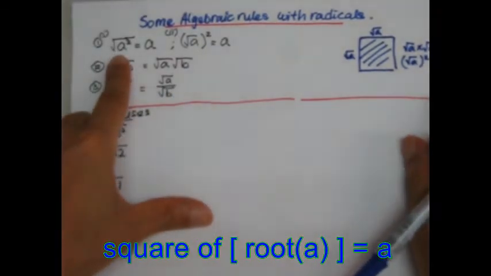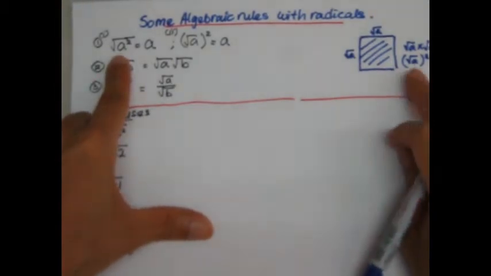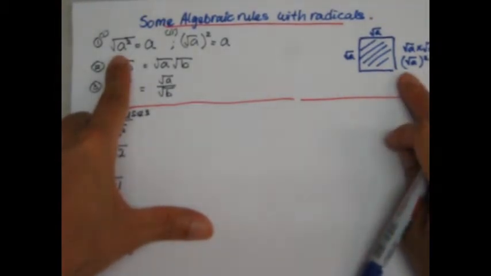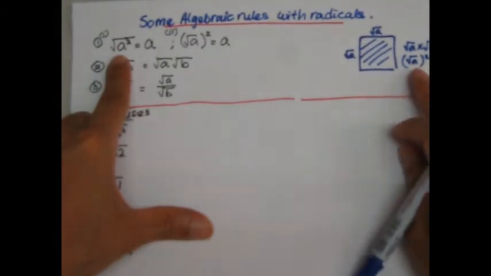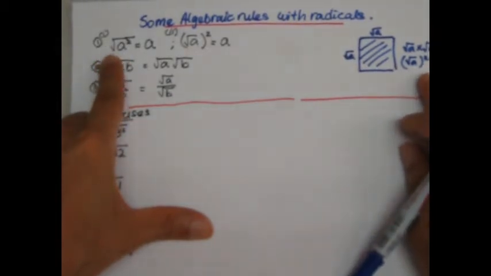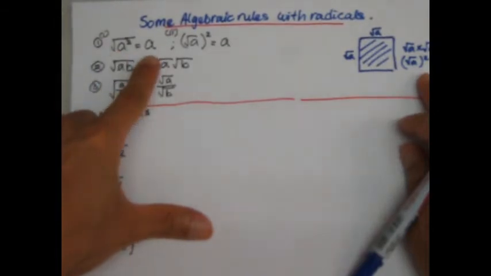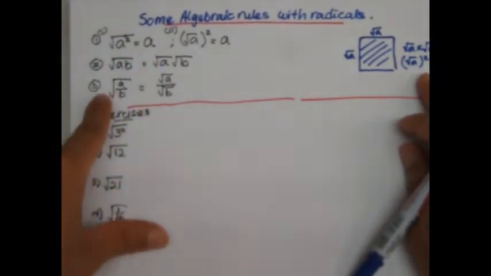Since square root is the opposite, or the inverse, of squaring, or a times a, if you have the square root of a squared, then basically the square root and the square cancel each other off and you're left with a. Right, so that makes sense.